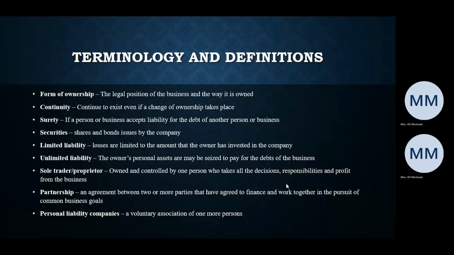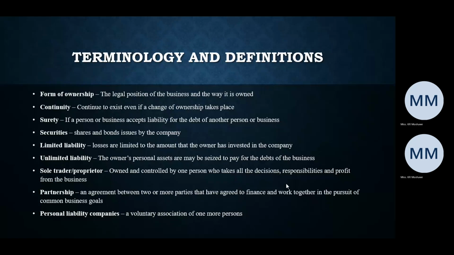Can your business or your company have continuity depending on the form of ownership that you have? And if you can change it whenever you want to, can it still have continuity as time goes on? We have surety, which is a person or business who accepts liability for the debt of another person or business. And then we have securities, which are shares and bonds issued by the company. We have limited liability and unlimited liability.